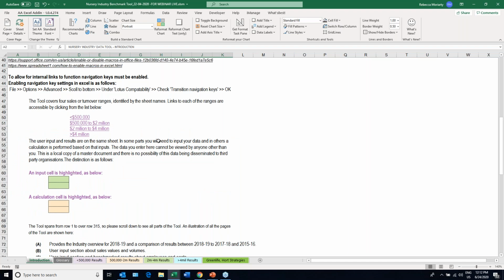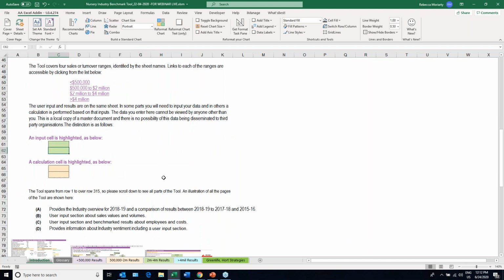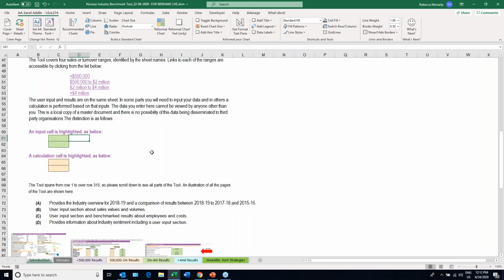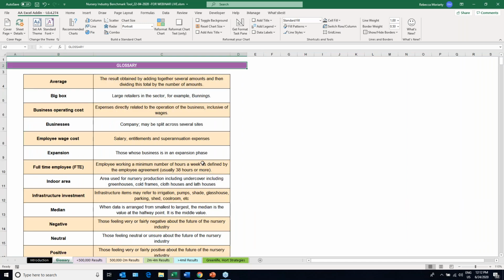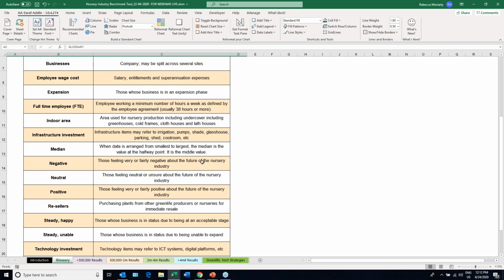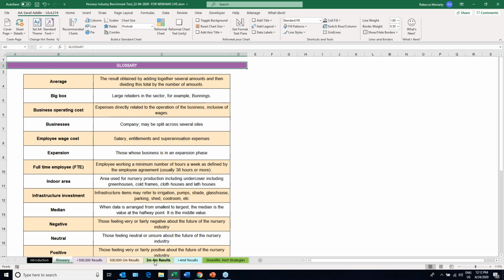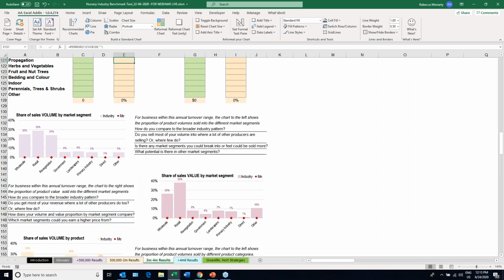Throughout the tool, you'll see these green cells and these orange cells. The green cells mean that's where you can enter information, and the orange cells is where Excel will do some calculations based on the information you've input. Then we've got a glossary of key terms, and the 4 sheets for the 4 annual sales turnover ranges. So we'll start by having a look at the $2 to $4 million range.